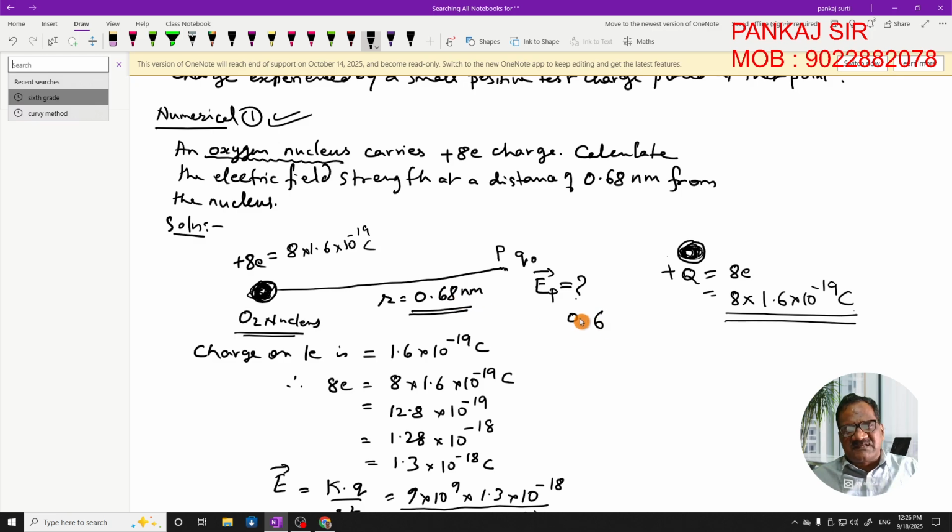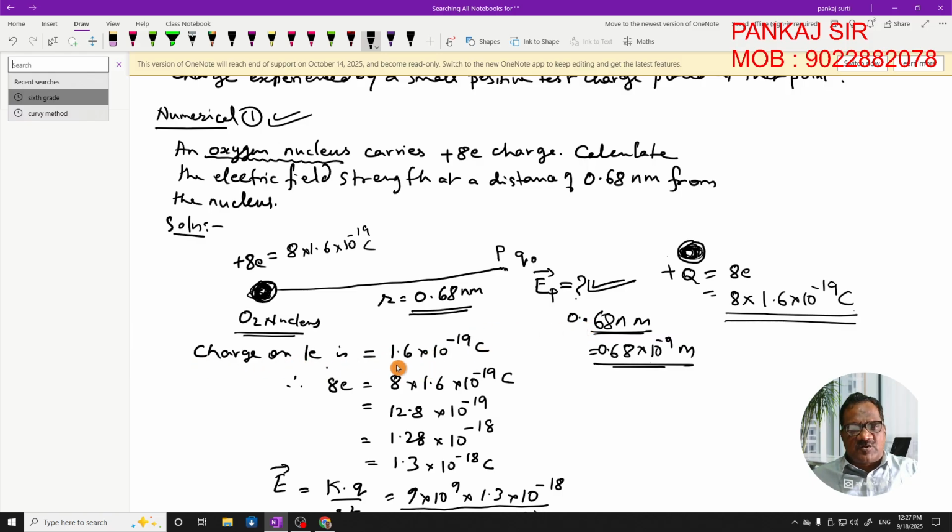Nano means 10 raised to minus 9 meter. So 0.68 nanometer is actually 0.68 into 10 raised to minus 9 meter. So with this as the background, let us find the electric field strength E at the point P. So we want to find EP. Now remember it's a vector quantity, so you will have to find the magnitude as well as the direction.